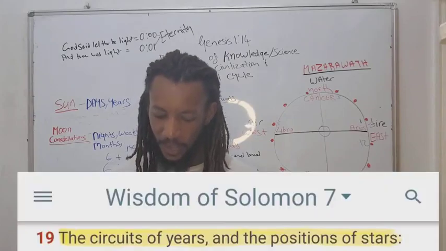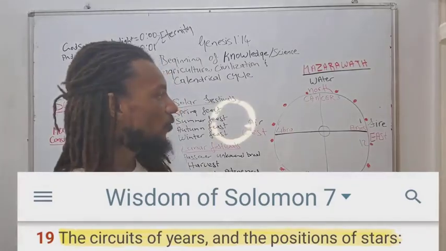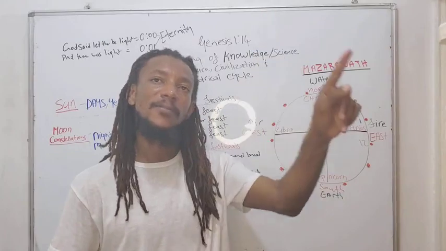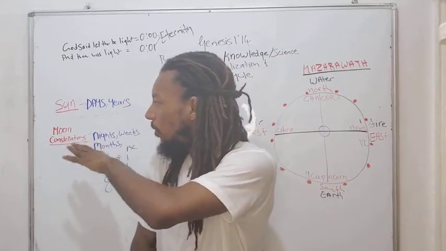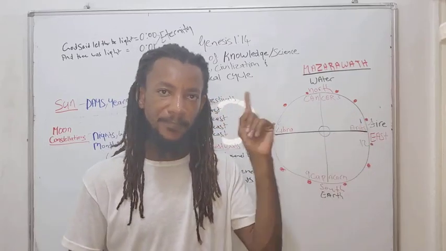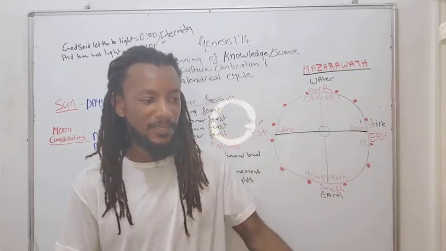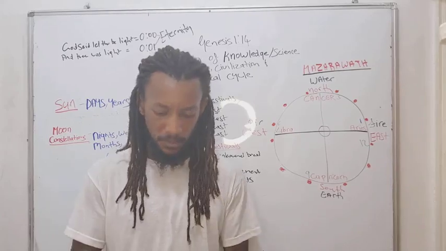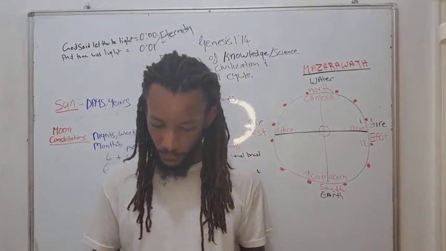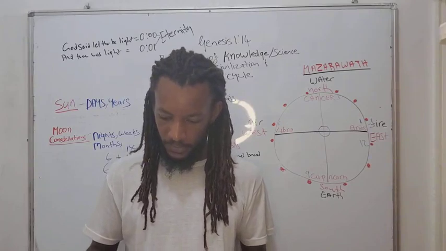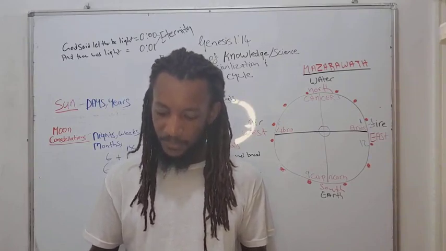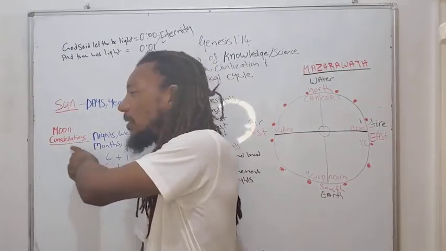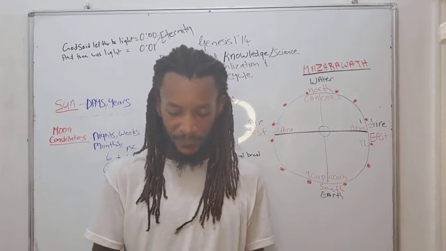The circuits of years. The circuit, remember I was saying earlier, this is not a diagram of the earth. This is the circle of the heavens where the sun, the moon, and the constellations revolve to impact changes in the earth, right? So it says the circuits of years and the position of stars. The position of stars going into what? Constellations, the tree of life, right?